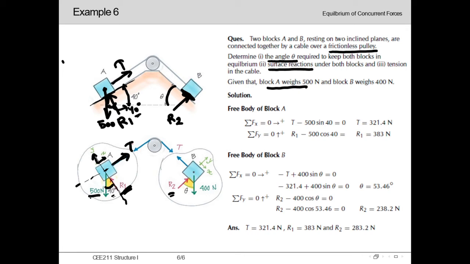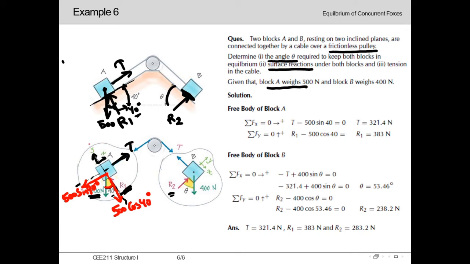So due to this 500 Newton acting at an angle of 40 degree, it will be having two force components. So firstly, this force component in x direction will be 500 sine 40, and as this angle is 40 degree, the component in y direction will be 500 cos 40 degree.